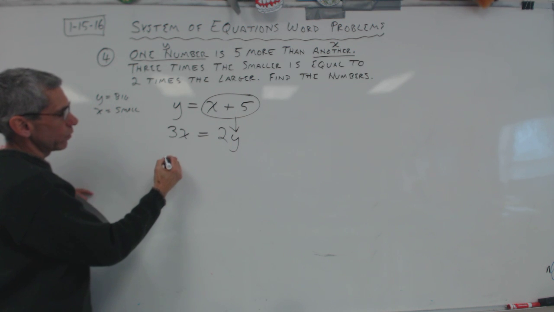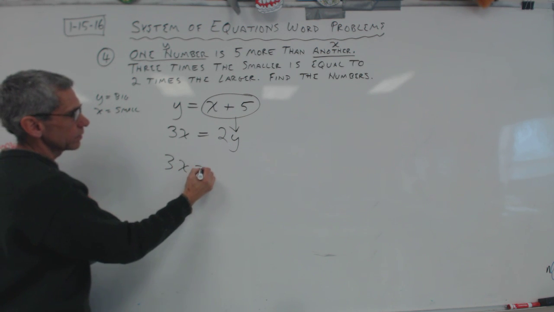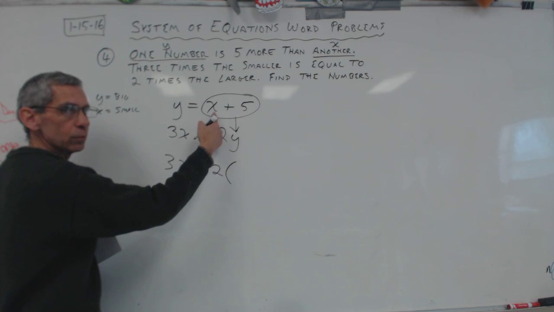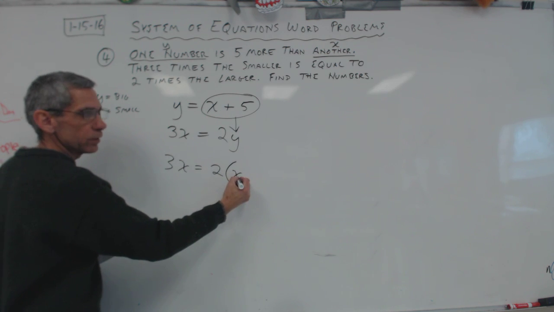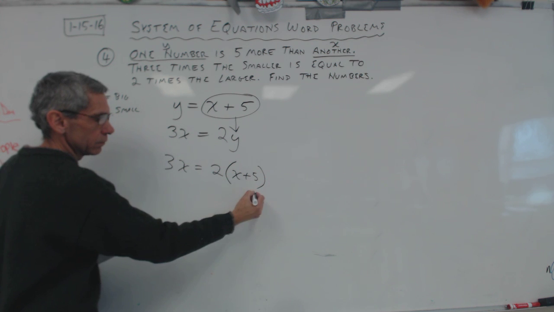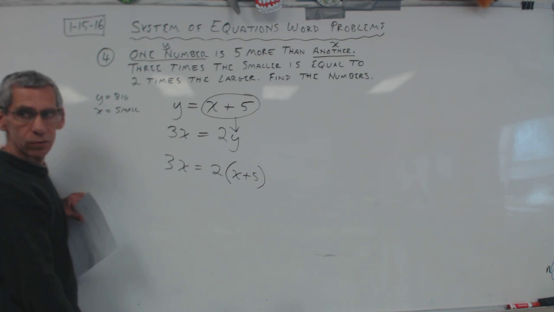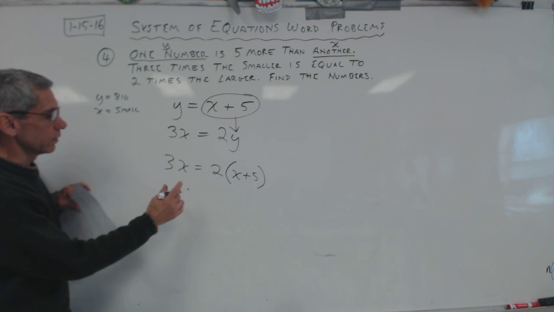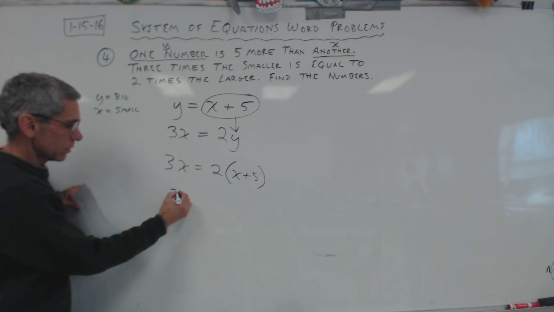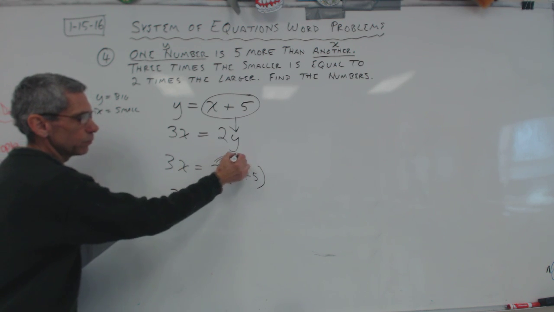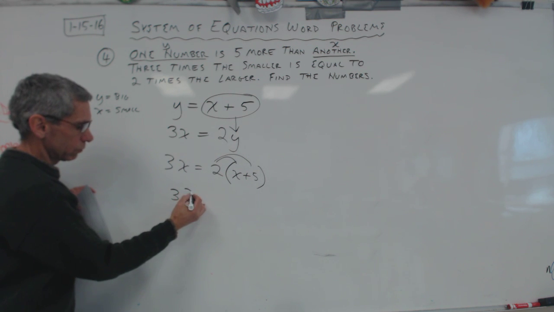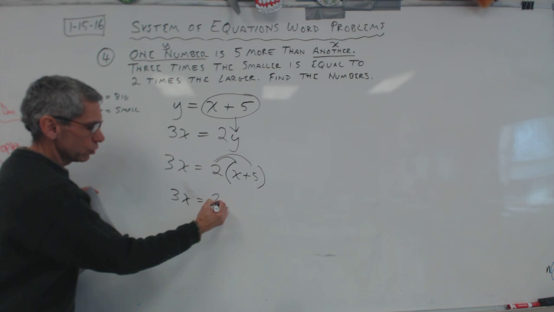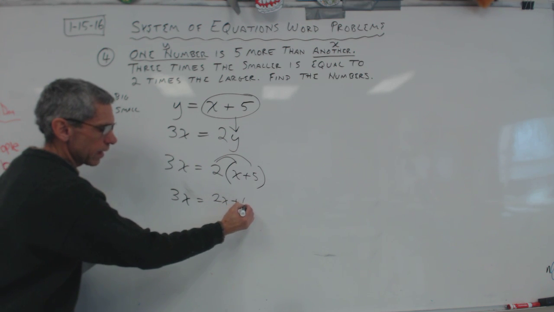And now I'm going to write my equation. 3x is equal to 2 times parentheses, because it's a binomial blob, x plus 5. Everybody should be totally there now. They get this part, right? After doing 2 nights of homework on this. And so now I just simplify by using my distributive property. So I have 3x is equal to 2x plus 10.